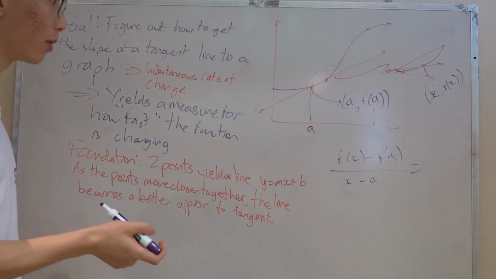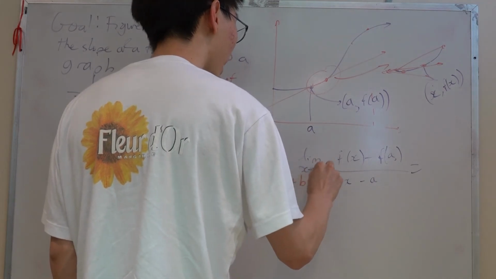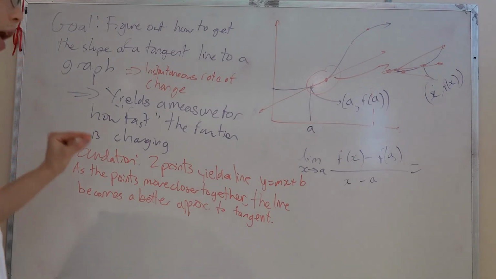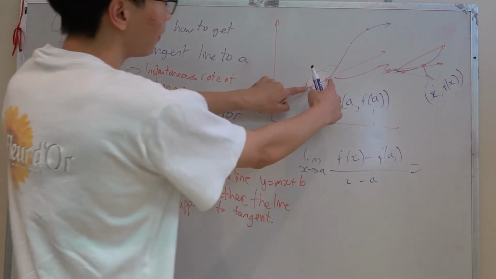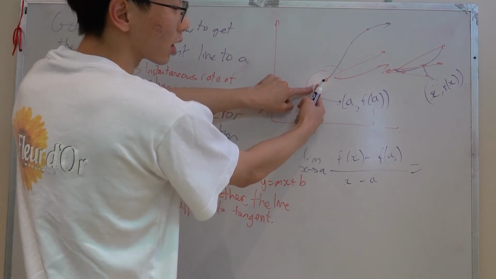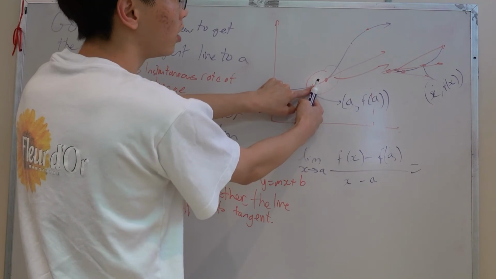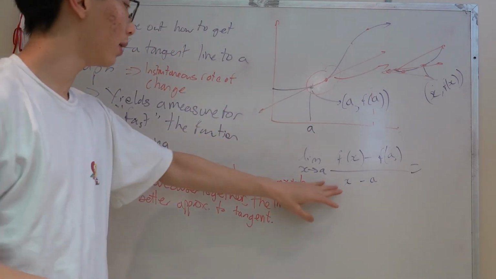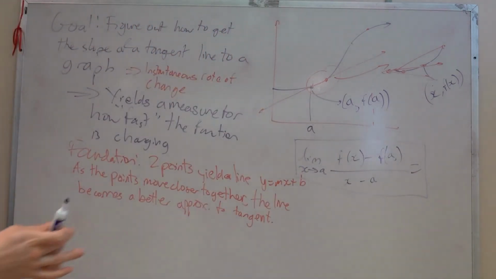So that suggests something. We should take the limit here as x approaches A. So as x gets closer and closer to A, this will give me the slope, right? So over here, it'll give me a slope. As x gets closer and closer to A, it'll give me another slope. As x gets even closer, it'll give me another slope, okay? So this is the actual thing that we are going to want to work with, okay?